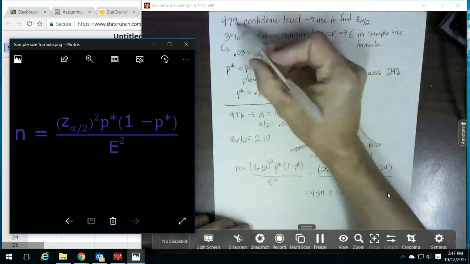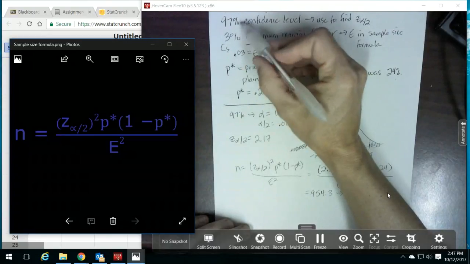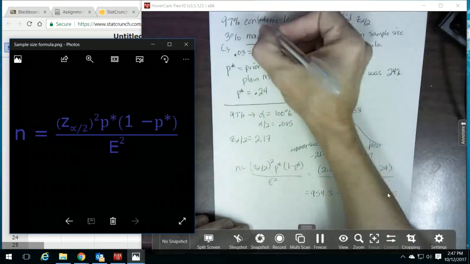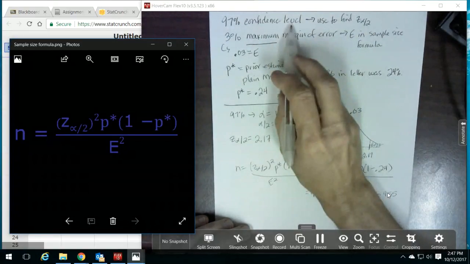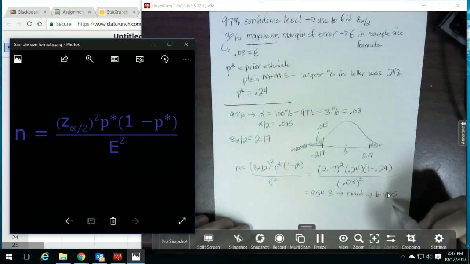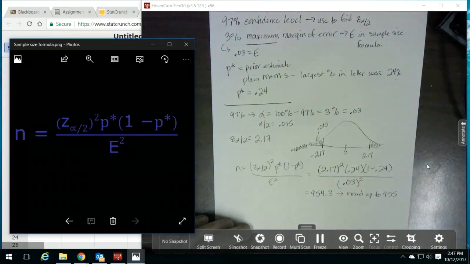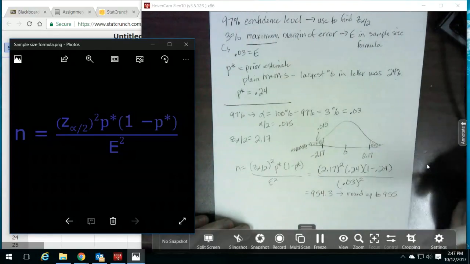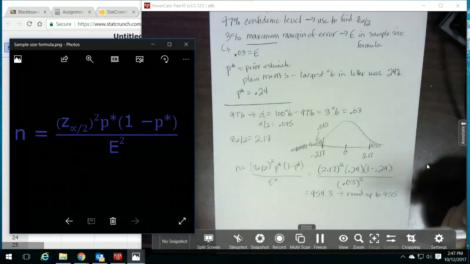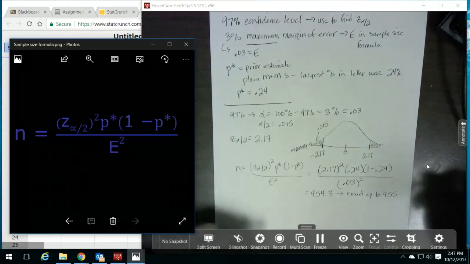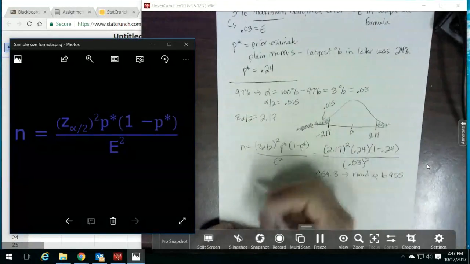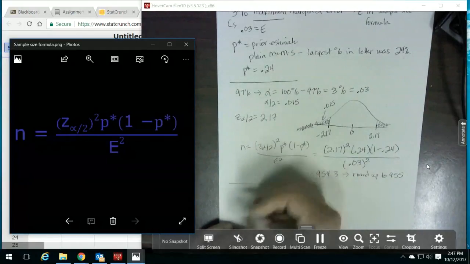Okay, so I can change either one of these things. If I lower my confidence level, that's also going to lower my minimum sample size. If I increase my maximum margin of error, that's also going to lower my sample size. I gave you an example in the actual data analysis assignment, so I'm going to do a couple of other examples. Let's say that I just change both things.